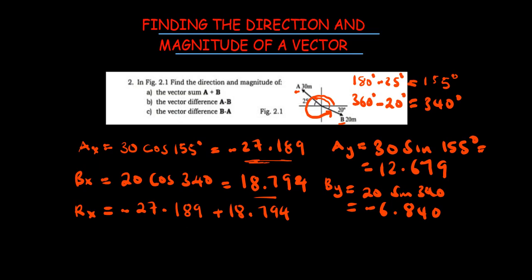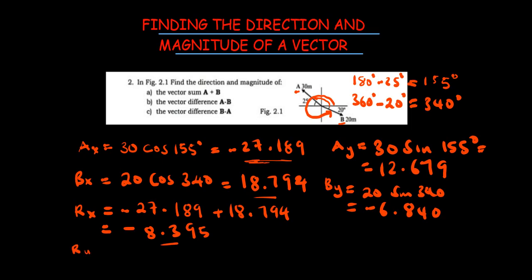So negative 27.189 plus 18.794. What do I get? I get negative, so that is going to be equal to negative 8.395. Okay, so that is my resultant in the x. So now how do I find the next here? I must find for y.